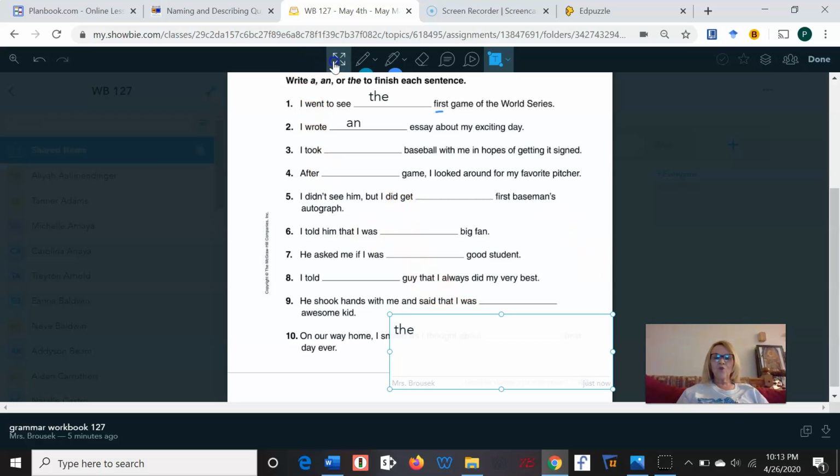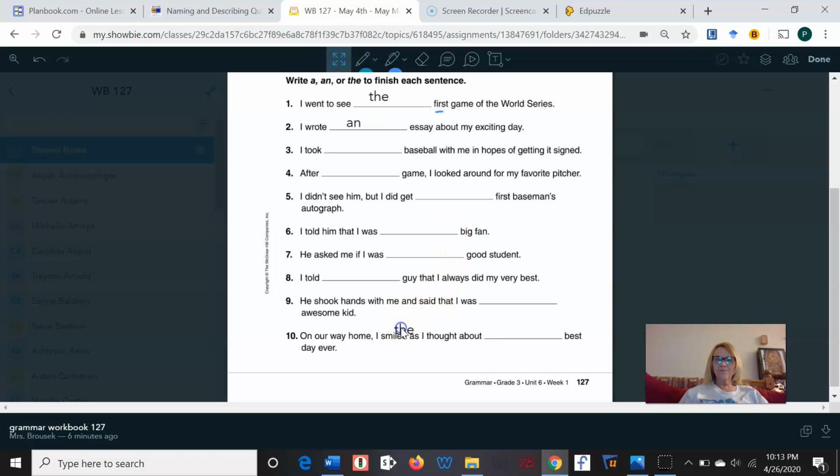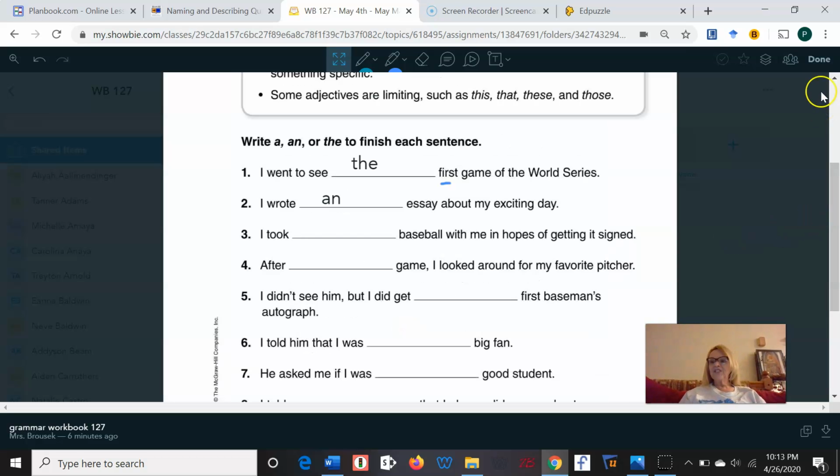Okay, so read those sentences carefully and put the correct word in. Write those neatly. Go ahead and type those in if you need to. And just click done when you are finished.